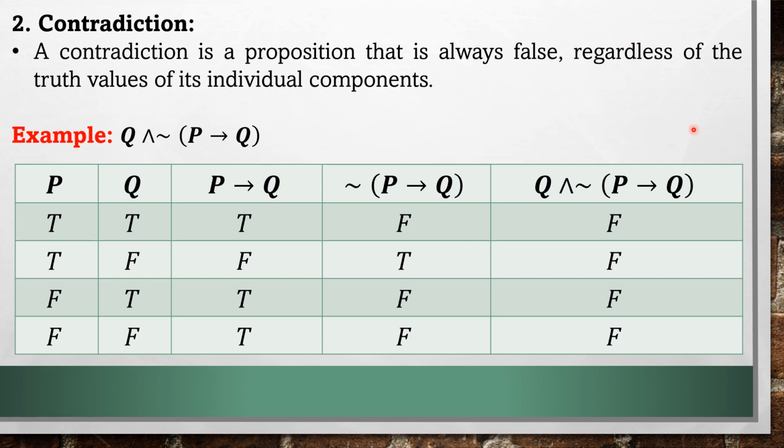Okay? So, again, an if-then statement is false only if the first statement is true and the second statement is false. So let's have this. If true, then true is true. If true, then false is false. If false, then true is true. And if false, then false is also true.